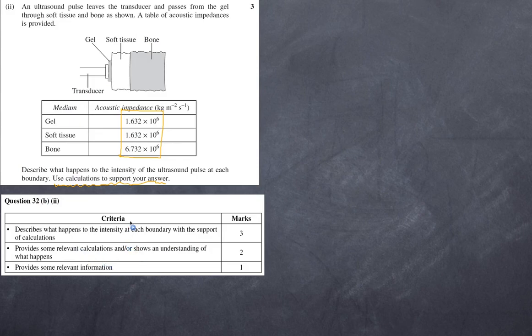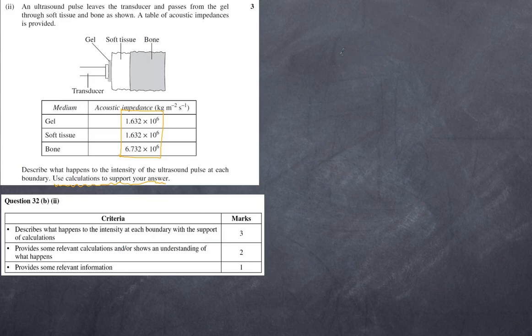But in order to get 2 or more, you need to provide some relevant calculations. Notice here now that no calculations means the best you can do is 1. You need some calculations to move from 1 into 2, 3. The difference between 2 and 3 is that 2 only provides some relevant calculations and/or shows an understanding of what happens, where we clearly have in 3 describing what happens to the intensity at each boundary. What is all that about?